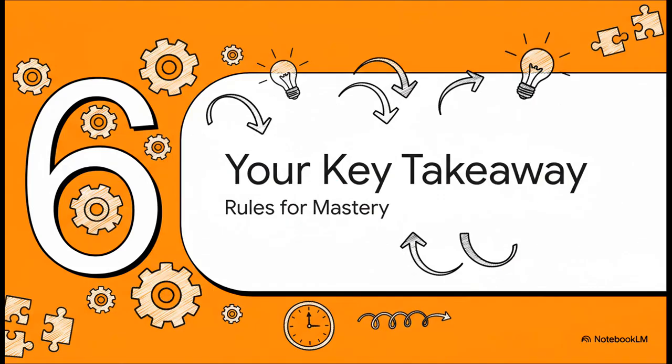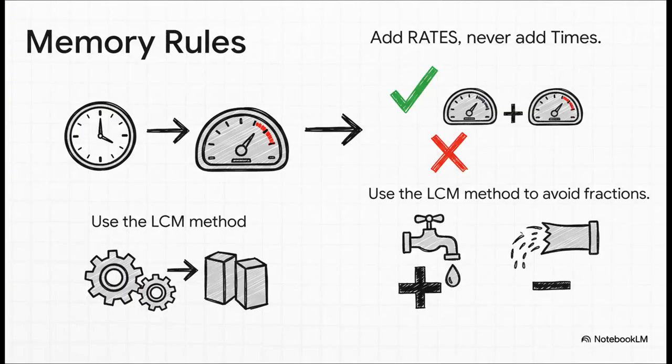Okay, so let's wrap this up. What is the key takeaway from all of this? What do you absolutely need to remember? These are your golden rules. First, always convert time into a work rate or efficiency. Second, you add the rates, you never ever add the times. Third, use the LCM method to avoid fractions and keep the math simple. Remember that filling pipes are positive work and emptying pipes are negative. And for those complex problems, just think in work cycles.